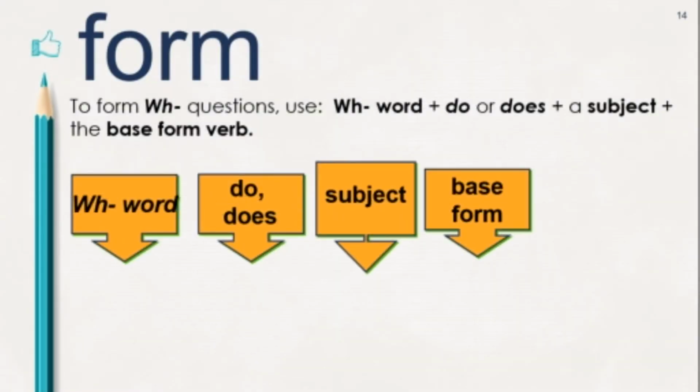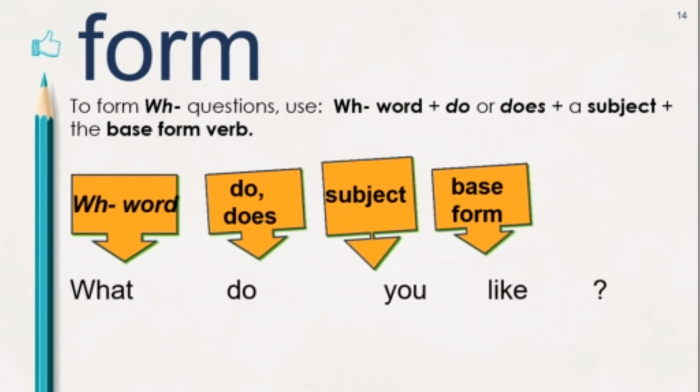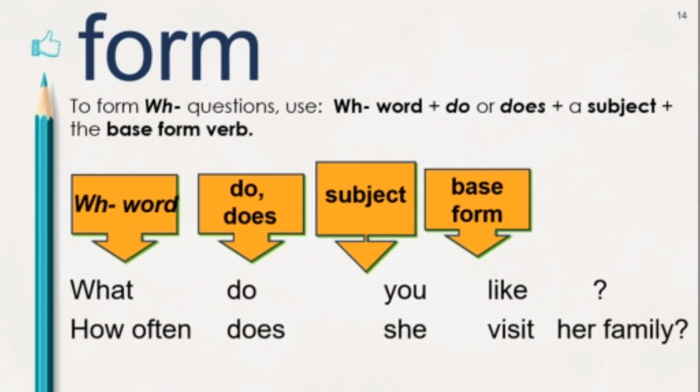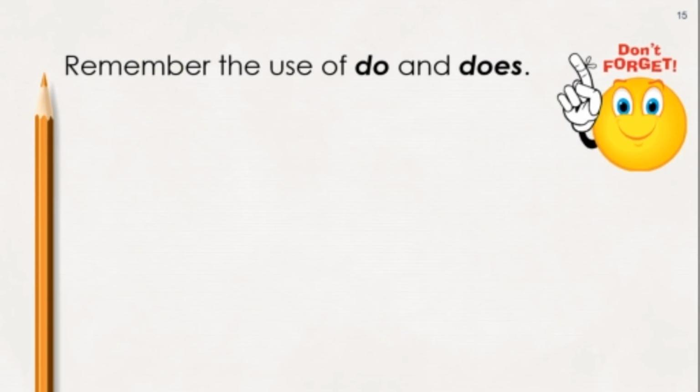So to form WH questions, we have the question word, then the auxiliary do or does, plus the subject and the base form of the verb. For example, what do you like? How often does she visit her family? How often? Remember to use do or does.